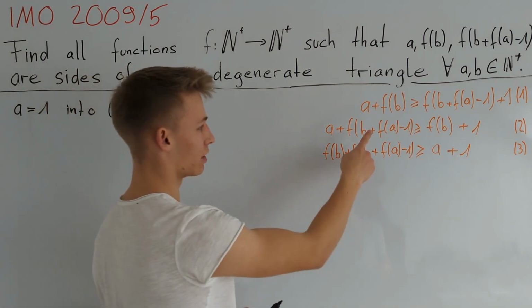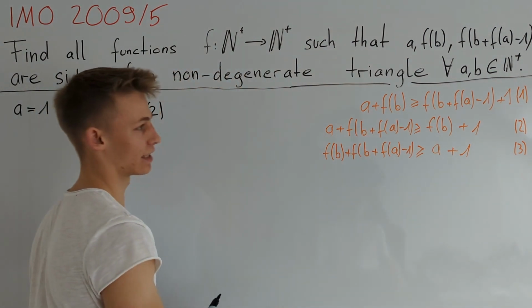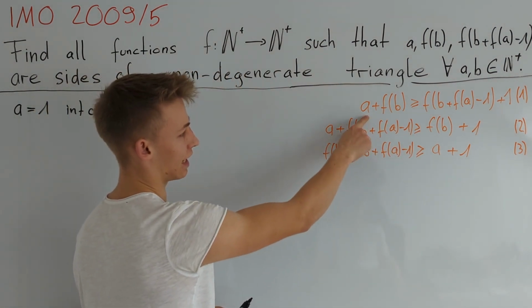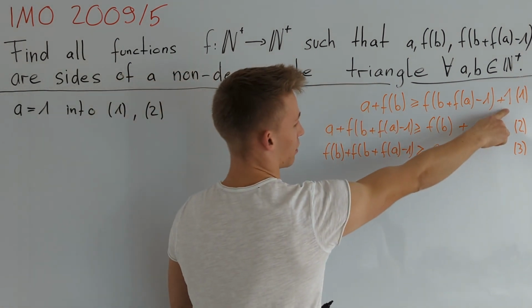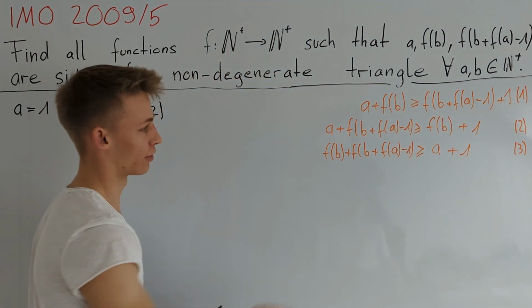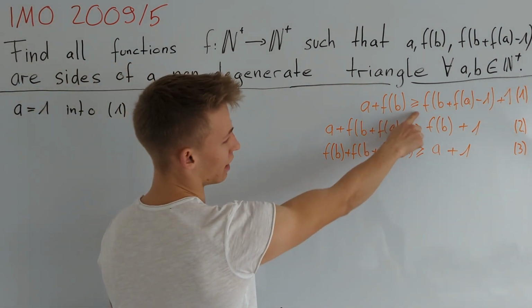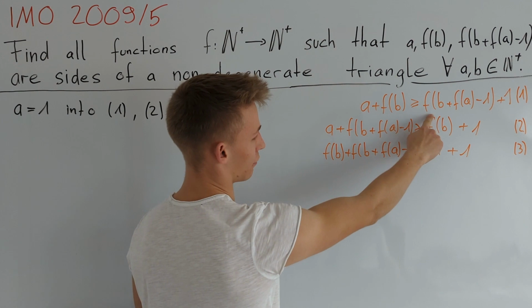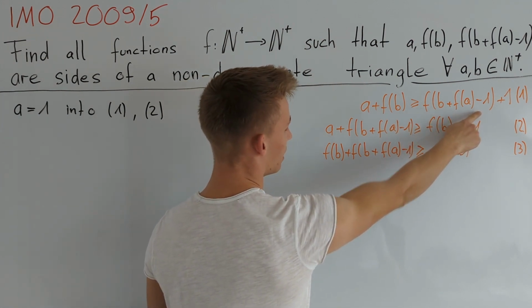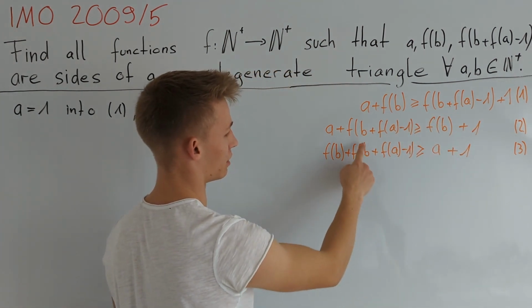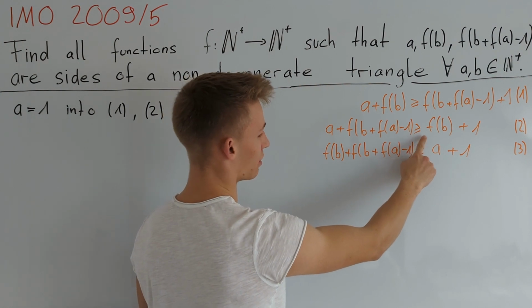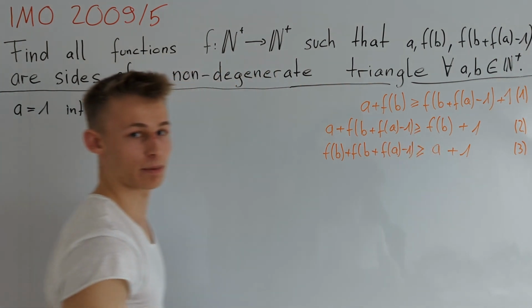If we have a look at these inequalities, we see that in inequality 1 the a equals 1 cancels out with the 1 on the right hand side, and the same happens for inequality 2. Therefore we get that f of b is greater than or equal to f of b plus f of 1 minus 1, but this is from inequality 2 also greater than or equal to f of b. Therefore, we must have equality.